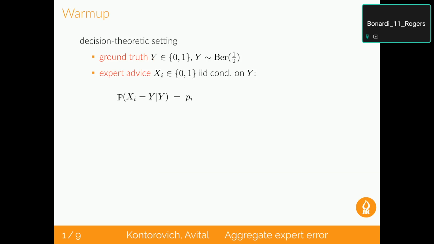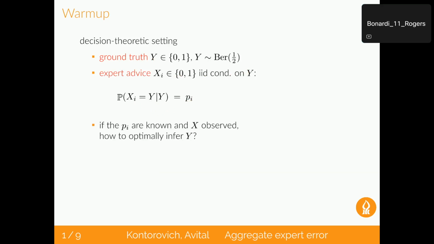Instead, we have n experts, which are also Bernoulli random variables that are conditionally independent given y, and each one gives the correct advice with probability p_i. Suppose you know all of these p_i of all the experts, and you also observe their votes. How would you aggregate these n bits of advice into a single decision procedure to minimize the probability of error?